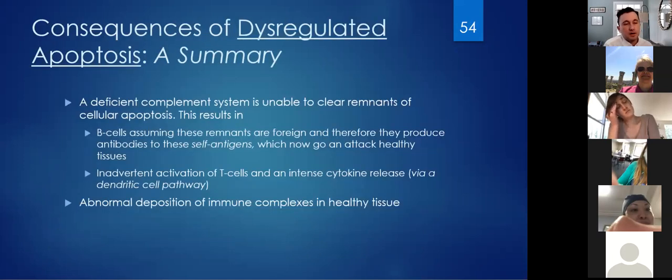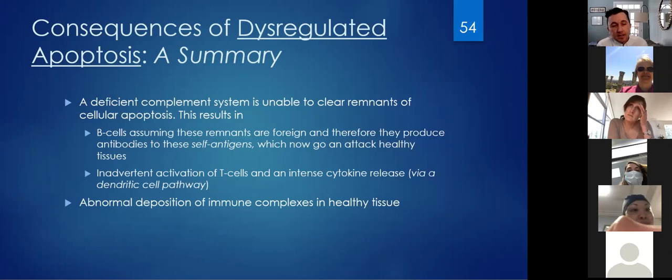So let's review all the consequences of a dysregulated apoptosis, okay? So if you can't perform apoptosis normally, which is one of the big problems in lupus, you have all these other problems, okay? So first of all, your B cells are going to assume that these remnants are foreign, and therefore they're making auto-antibodies to self-antigens. And not only do they attack the cellular remnants, they now go on and attack healthy cells, okay?